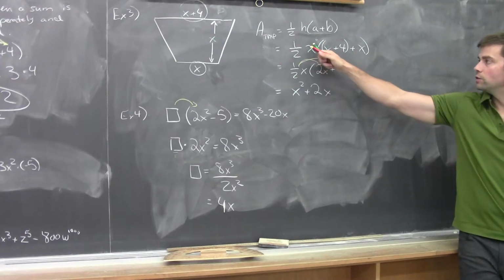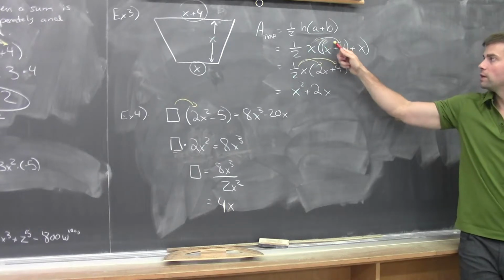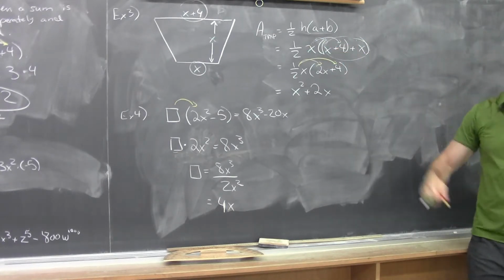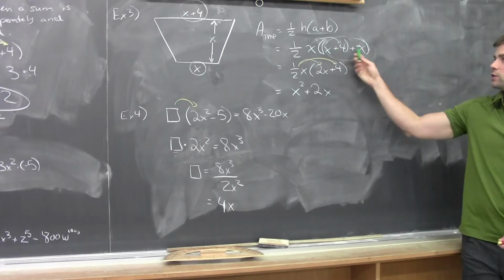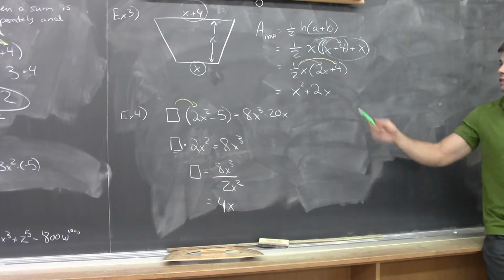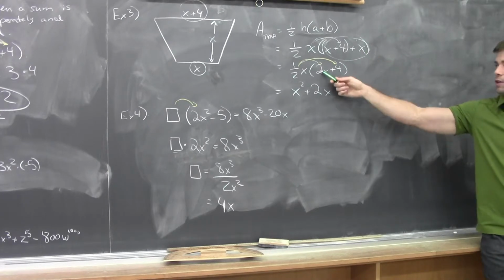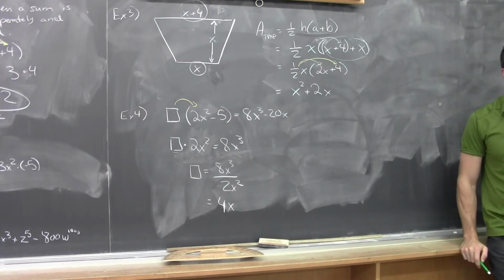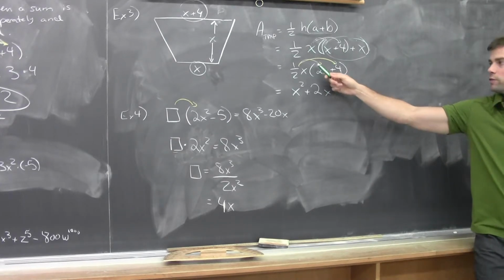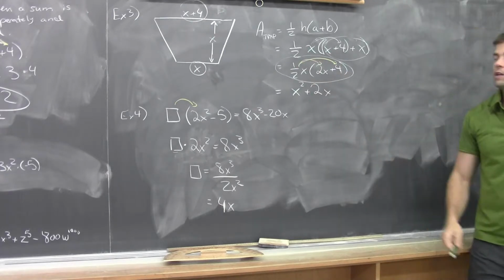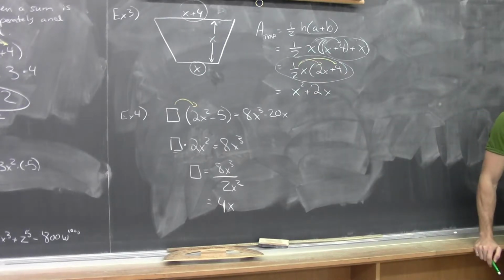Now, before I use the distributive property and start multiplying these, I want to work within the brackets first, just because BEDMAS tells us to. So I want to combine any like terms I can. It makes my job easier. I see I have an x here and another x here, so I know that's 2x. Definitely want to do that first. And then we add that 4. I can't combine it because it's not like, so I'm left with this situation. And now I need to use the distributive property.